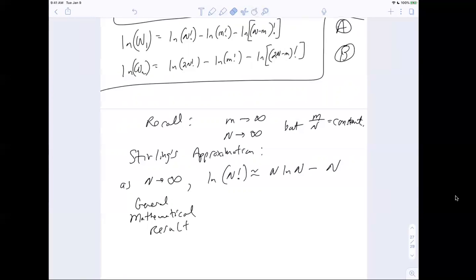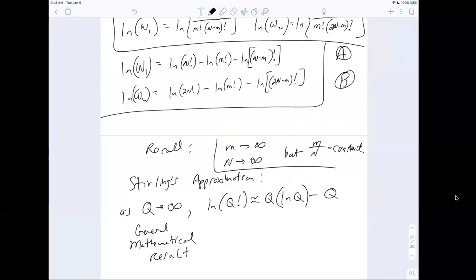So maybe I should put here another: as q goes to infinity, natural log of q factorial is q natural log q minus q. So this is q times the natural log of q, minus q, and q is any variable. This is a general mathematical result. And because we stipulated these limits, this is applicable, so we can now use that result to compute A and B.